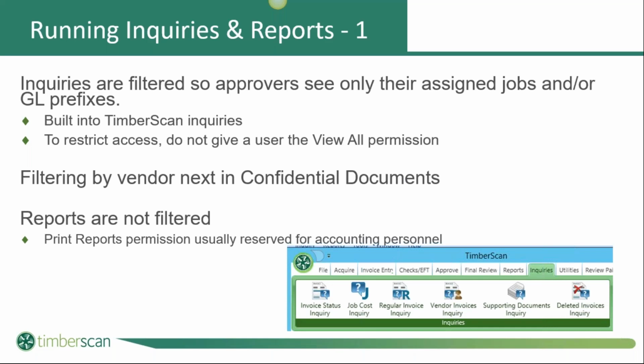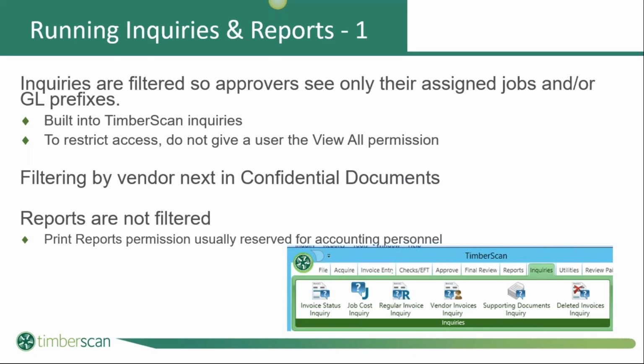One thing to keep in mind is that inquiries are automatically filtered. So approvers and other users are only going to see their assigned jobs and/or general ledger prefixes. This is automatically built into TimberScan inquiries. You don't really have to do anything. To restrict access, we just ask that you do not give that user, for example, that approver, view all permission. That way he's only going to have access to the jobs that have been assigned to him in his approval workflow.